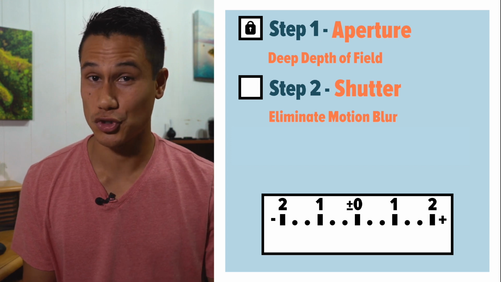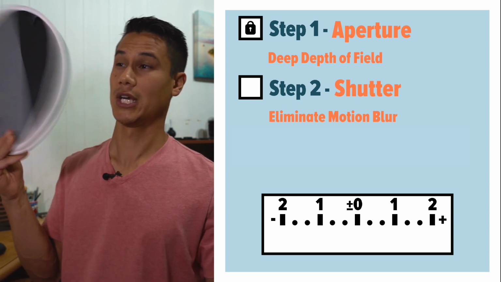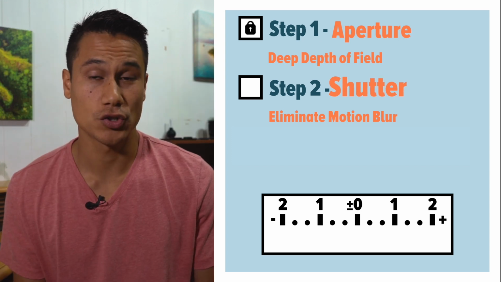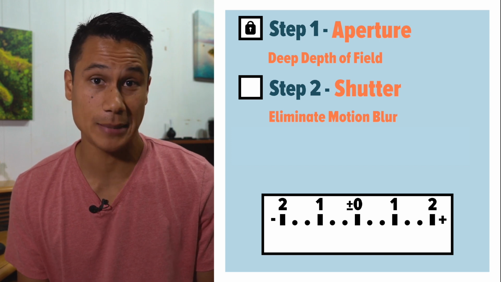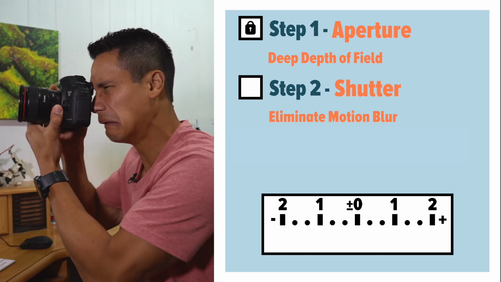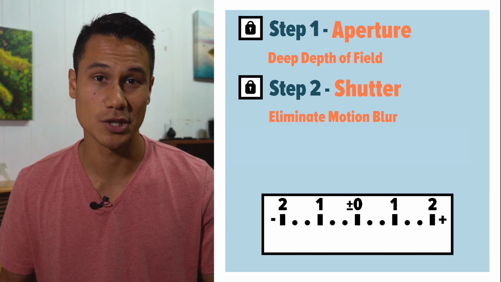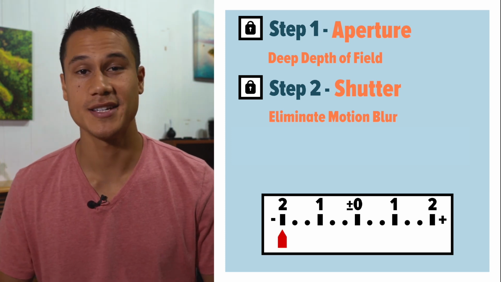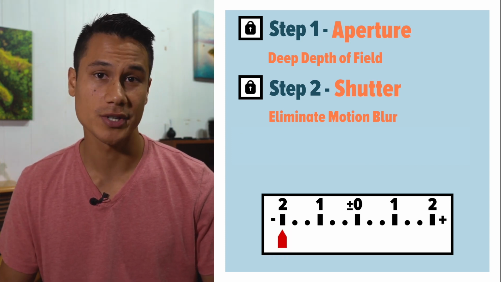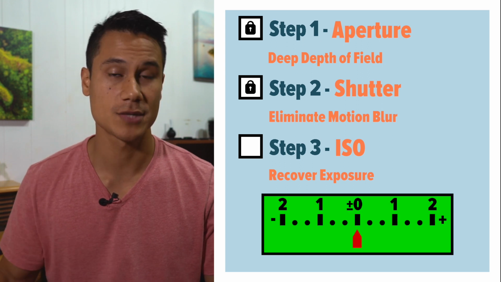But let's say there's a tree in the foreground and the wind's blowing all over the place. Or I had like 25 cups of coffee this morning and I can't keep my hands from shaking. Then I might not be able to choose a longer shutter speed. And if that means my scene is underexposed, then really my only choice is to increase my ISO to bring the exposure back up.